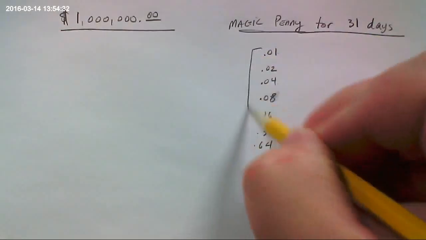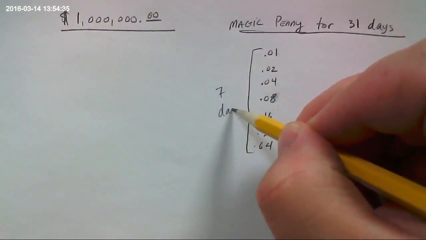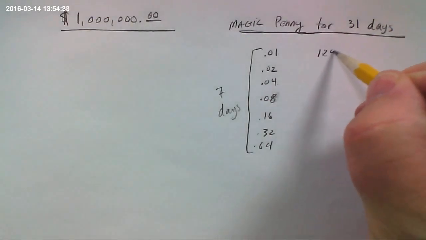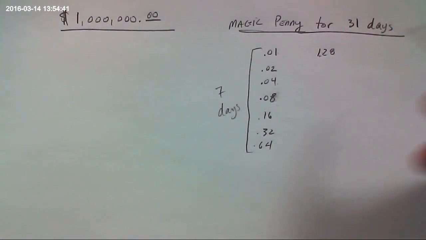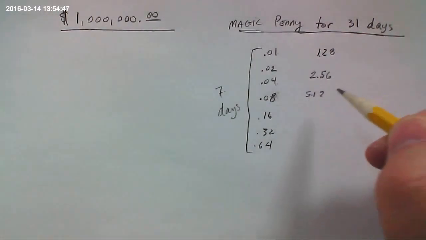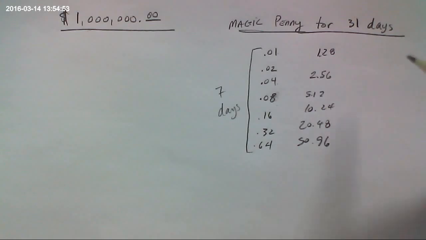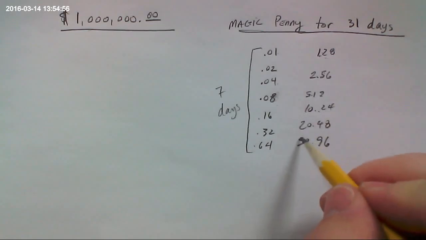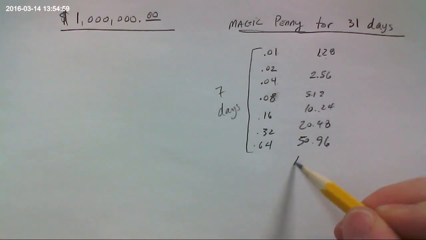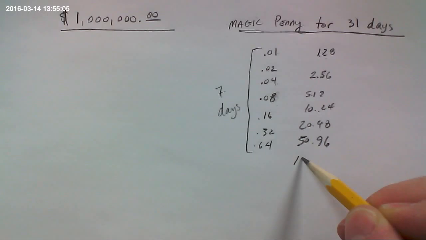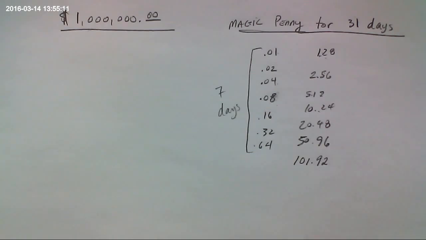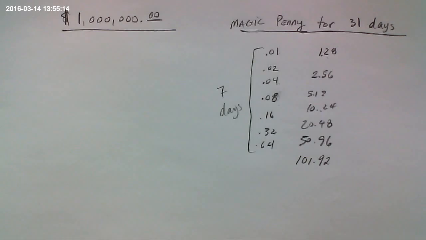Okay, so that's after 1 week. That's 7 days, correct? All right. Well, on the 8th day, it's $1.28, correct? And then it's $2.56. Is that right? 512, 1024, 2048, 4096, 1, 2, 3, 4, 5, 6. $101.92. Wait a minute. After 2 weeks, you got $100.